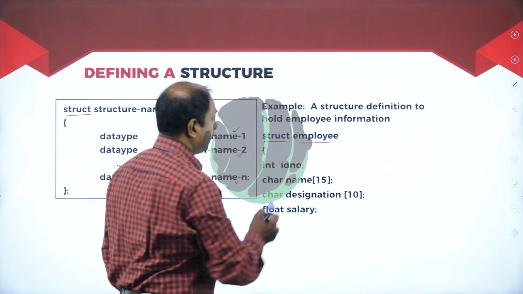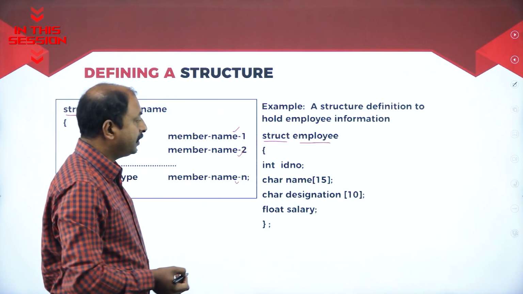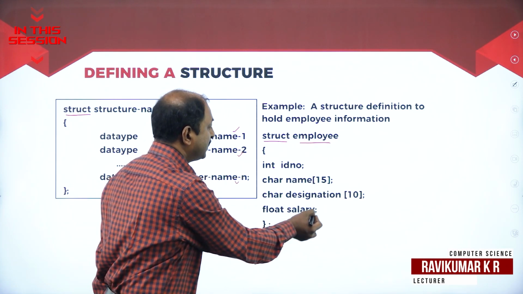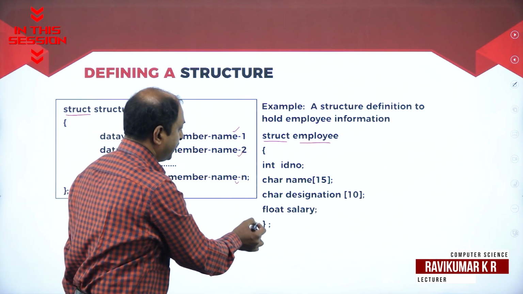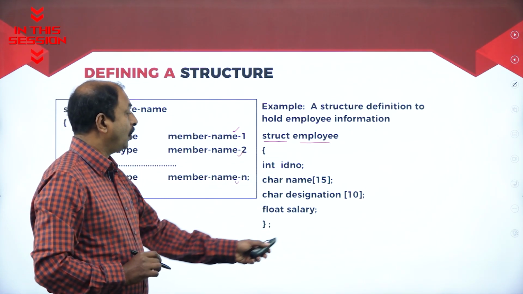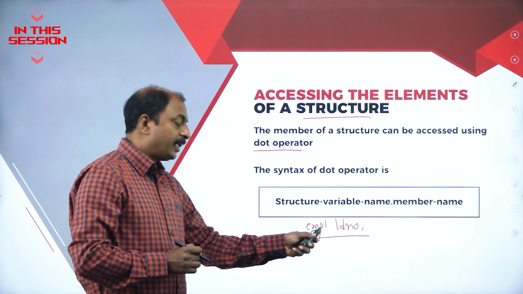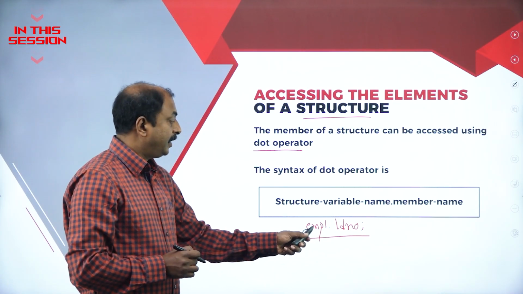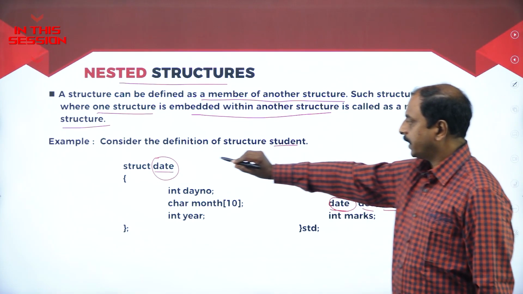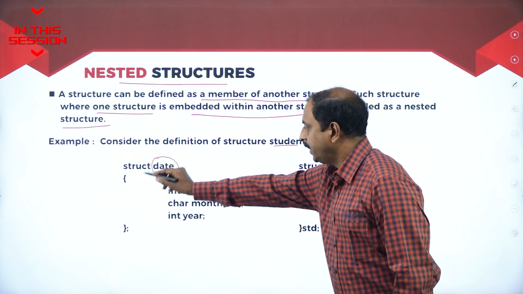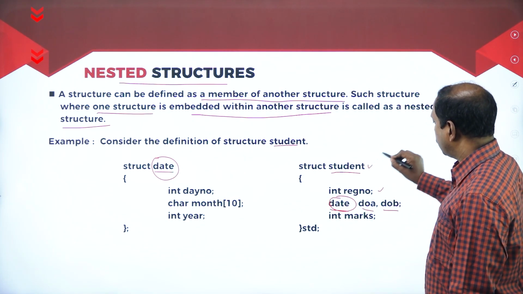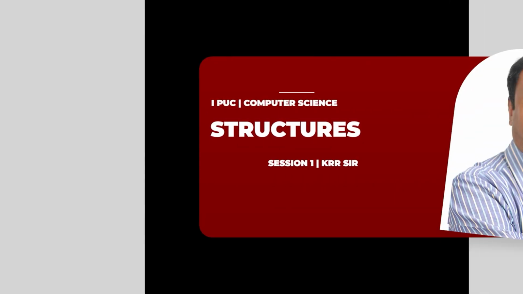int id number, this is one data member, character name and character designation, float salary, and we are closing the structure with semicolon. So this is an example of a structure. emp1 is a structure variable and employee is the name of the structure. This date is another structure. It means that the entire structure is used inside another structure called student.